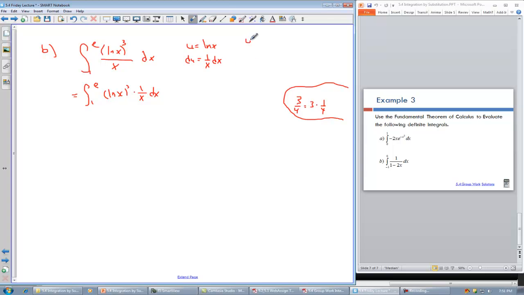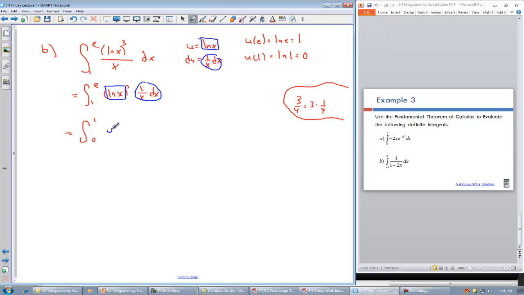Don't forget to change your limits of integration. So u of e is equal to ln of e, which equals 1. And then u of 1, that's the lower limit, is equal to ln of 1, which equals 0. So this is going to become the integral. Now the x stuff becomes the u stuff, so 0 to 1. This is my u, so ln of x here, that's my u. And then, of course, this 1 over x dx is my du.